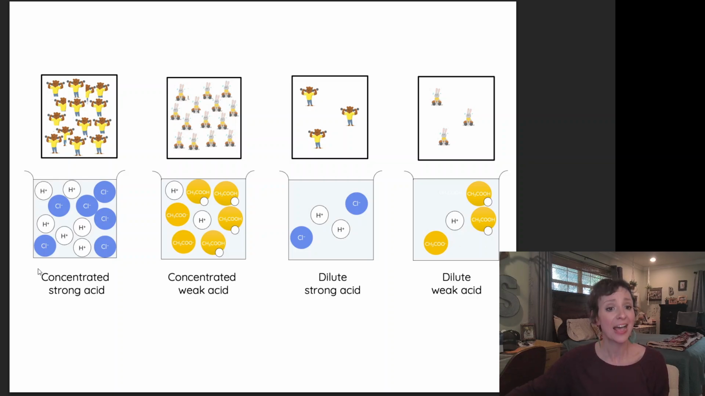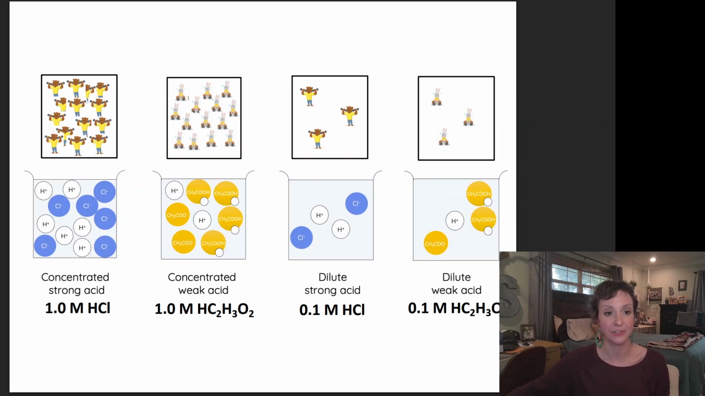Now, the pictures you have on your page are these, not the bunnies and the bears, right? So a concentrated strong acid would look like this. Everybody is dissociated because it is a strong acid, and there are a lot of them. Concentrated weak acid, there are a lot of them, but not 100% dissociation. My strong acid can also exist in a few amount, and then also my weak acid can exist as a dilute amount. So here visually is a great way, I think, to describe what I'm actually looking at here.